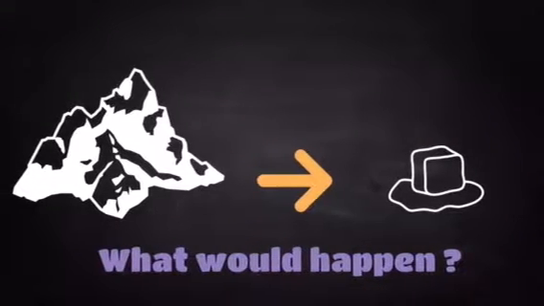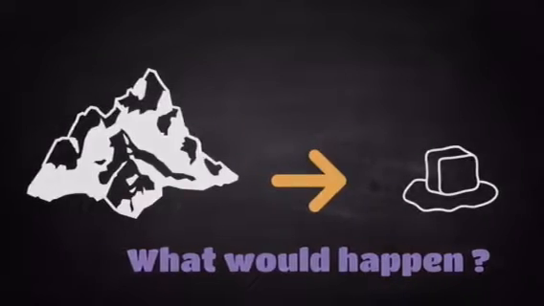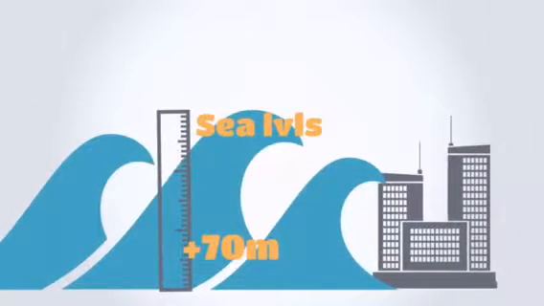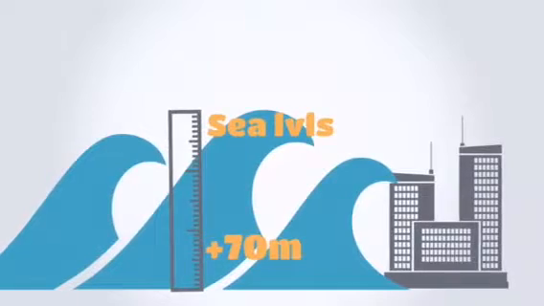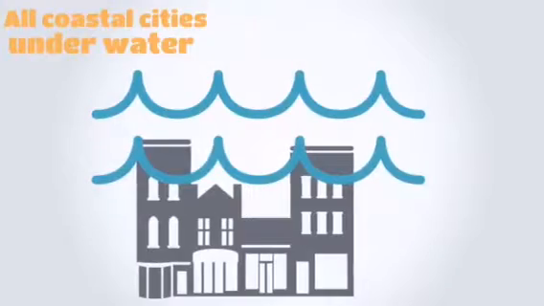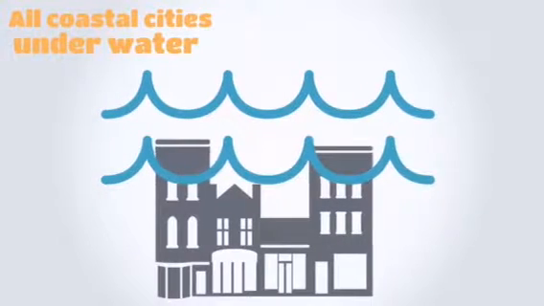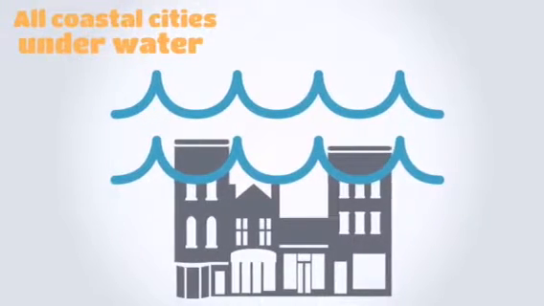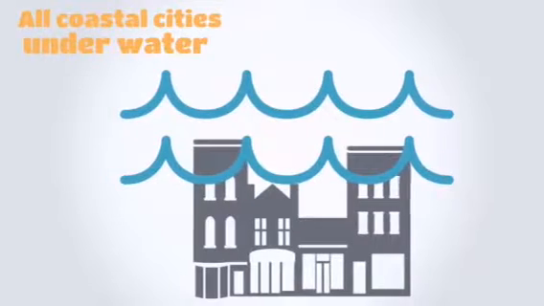So, what would happen if all glaciers and polar ice caps melted? If all the ice were to melt, the sea levels would rise more than 70 meters. Then all coastal cities would go underwater, such as Jersey City, Miami, New York, and many more.